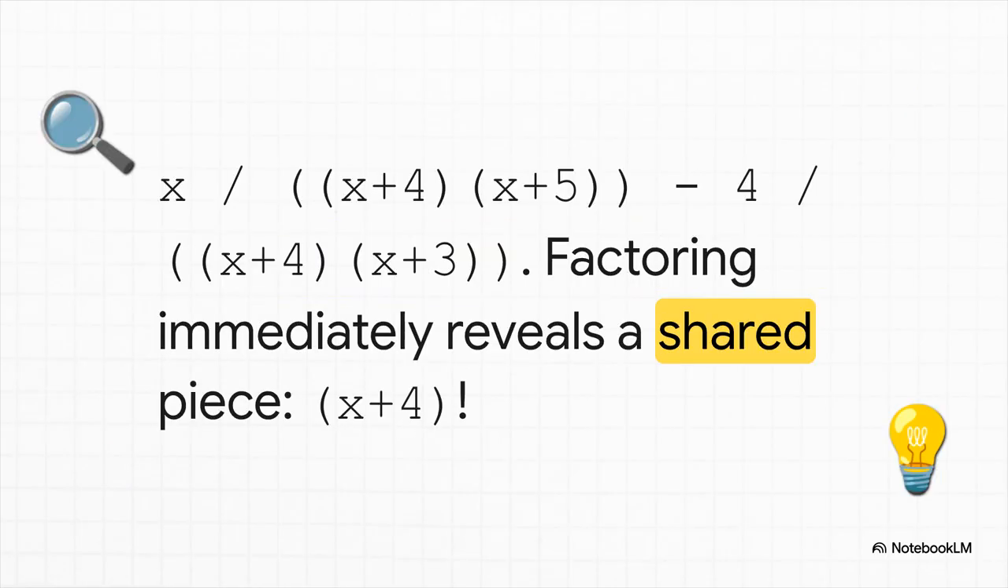So step 1 is to factor. For that first denominator, we're looking for two numbers that multiply to 20 and add to 9. That's going to be 4 and 5. For the second one, we need two numbers that multiply to 12 and add to 7. That's 4 and 3. And would you look at that? The second we factor, we see they already share a piece, the x plus 4.